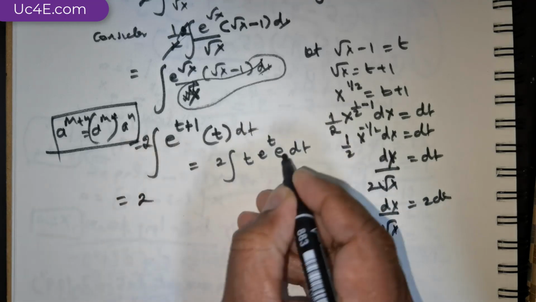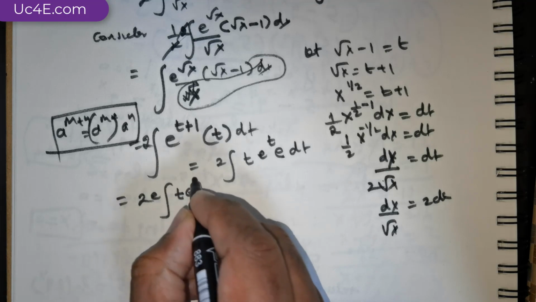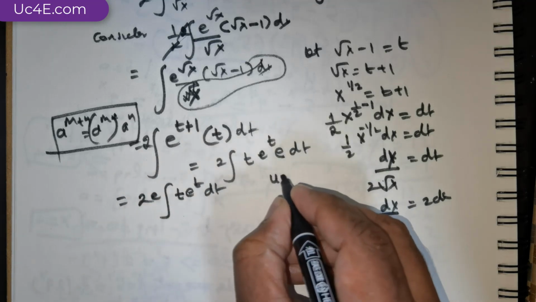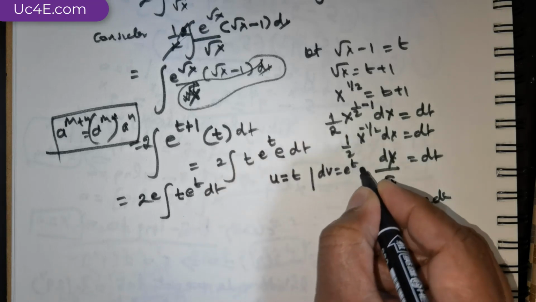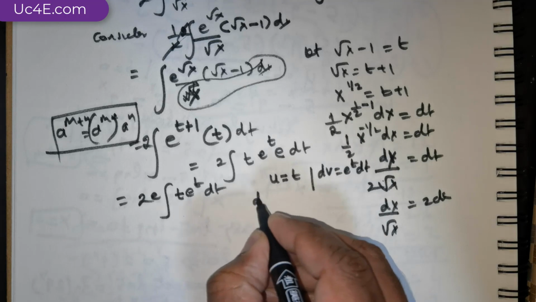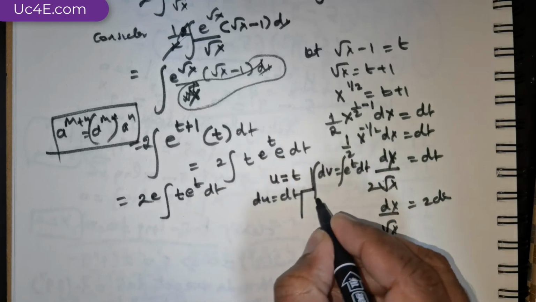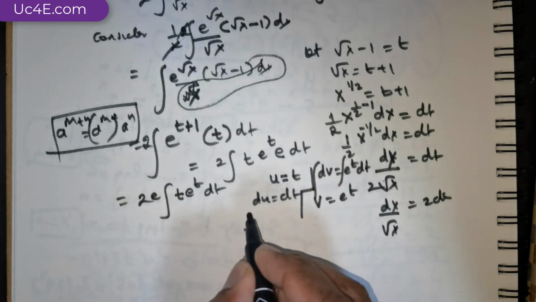This is equal to 2 times, e is a constant, so take it out. So all that you've got is t times e raised to the power of t times dt. Now I can use integration by parts. So I take u is equal to t and dv is equal to e raised to the power of t dt. This is du is equal to dt. If I were to integrate this, this is going to give me v is equal to e raised to the power of t.